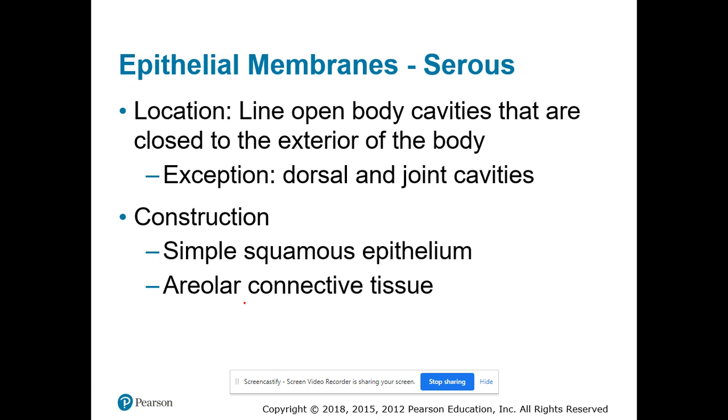The next one we're going to talk about is your serous membrane. This is going to be located by lining open body cavities that are closed to the exterior. So these are going to be cavities that don't see the outside, does not have an outside opening at all, such as your dorsal and joint cavities.